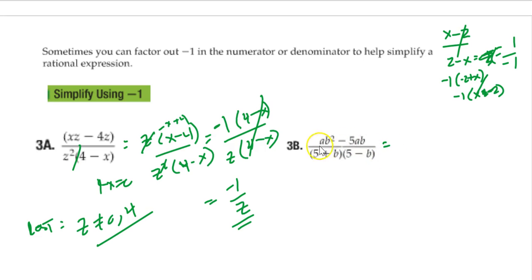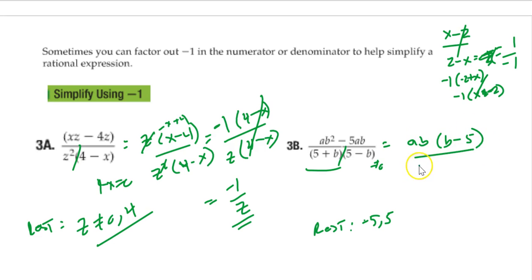Same thing here real quick. Notice I can factor the top. Well, first my restrictions. This is the bottom not equal to 0. So subtract 5, you can't be negative 5. Add 5, you can't be 5. Other than that, let's factor the top. These both have an a and a b in common. So you get that over 5 plus b, 5 minus b.